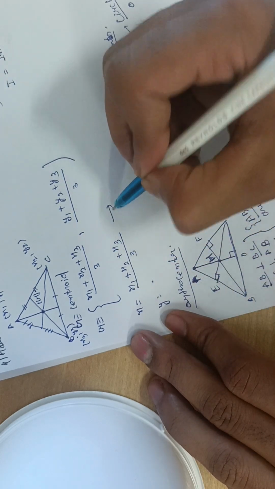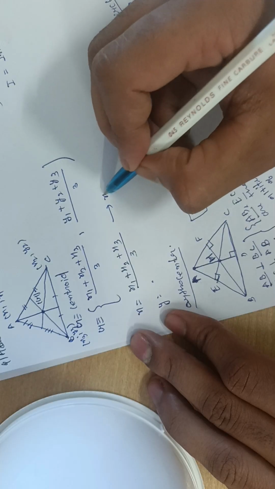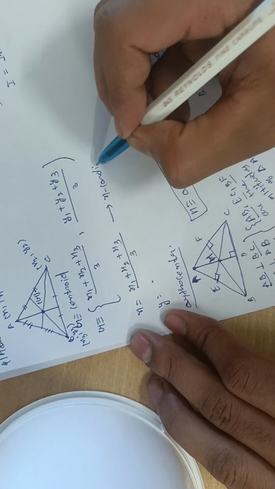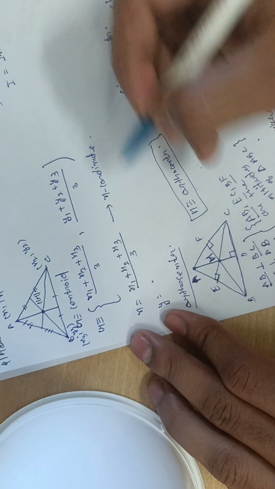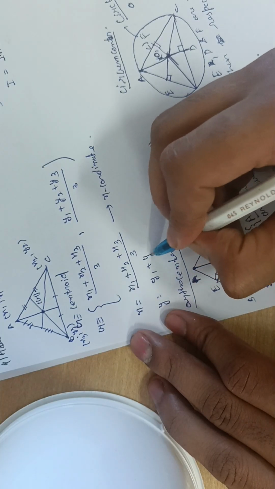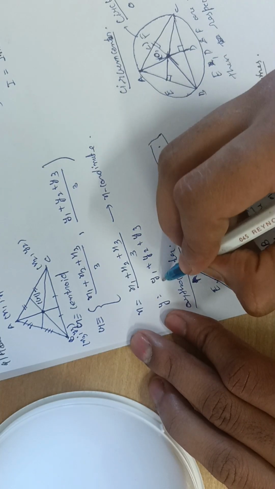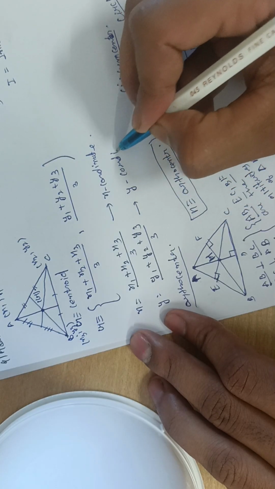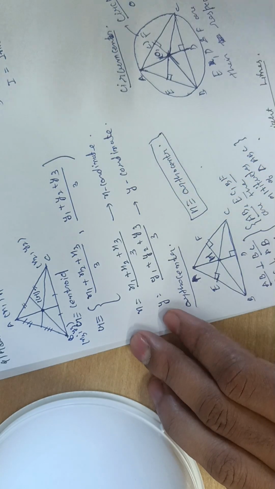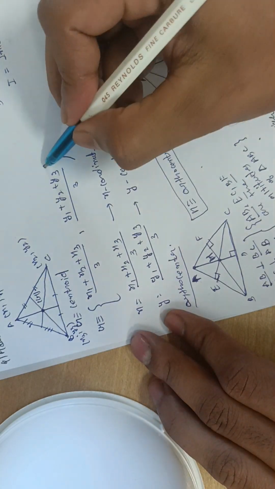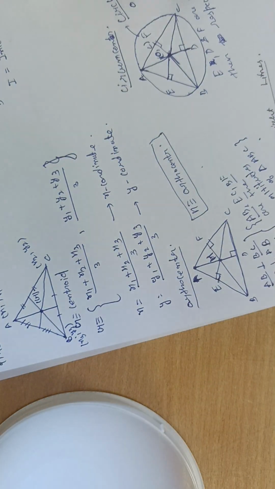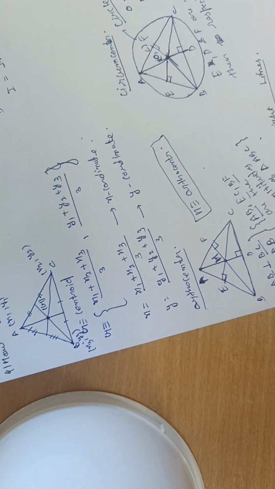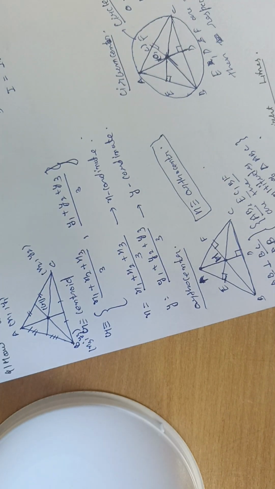This is the x coordinate of the centroid, and this is the y coordinate of the centroid. I think now you are getting how we can determine the centroid.